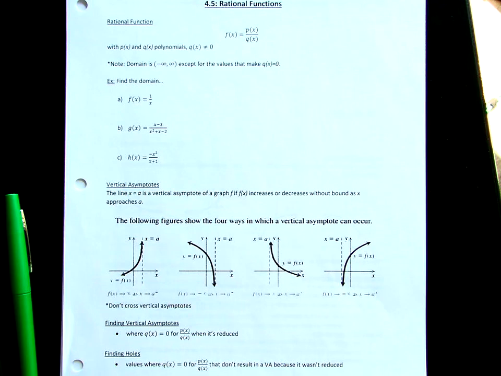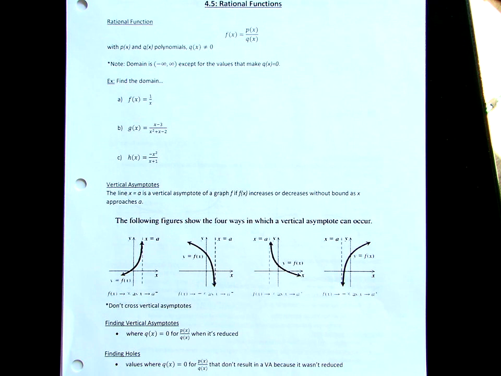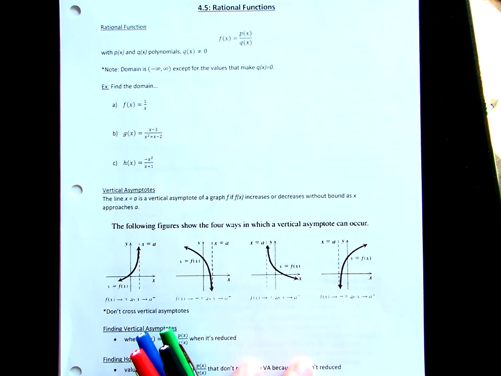So 4.5 is all about rational functions, and there is a lot to do with rational functions. I've mentioned it before, but I'm going to mention it again. If you are in a math class and you hear the word rational, you need to think fraction. So rational functions look like p of x over q of x, where p of x and q of x are polynomials, and obviously we don't want our denominator to be 0. That's a big thing.